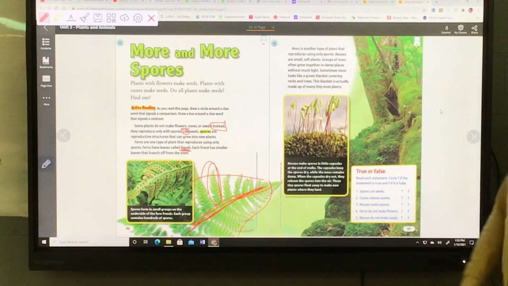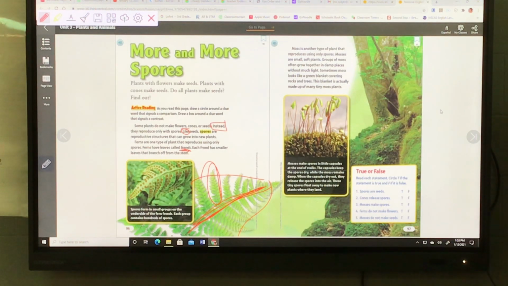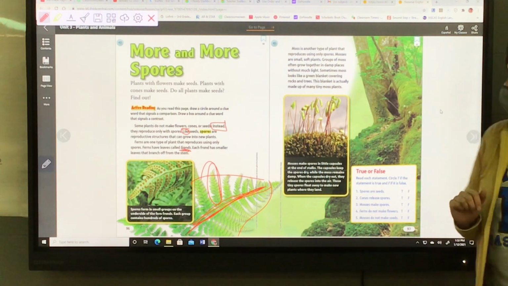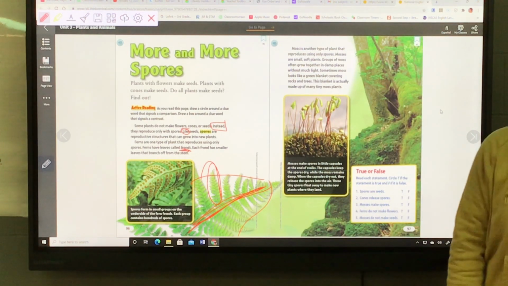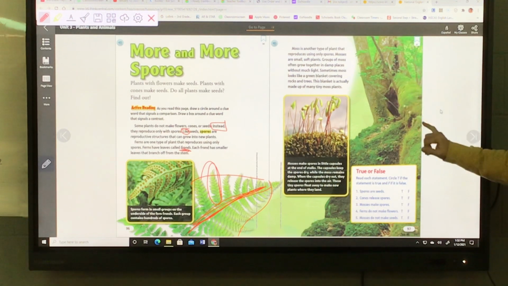Sometimes moss looks like a green blanket covering rocks and trees. This blanket is actually made up of many tiny moss plants. So looking at this picture of this tree, do you see all the places moss is growing? Is there moss growing on the tree? Yes. All over the tree? Kind of working its way up the tree? What about over here?